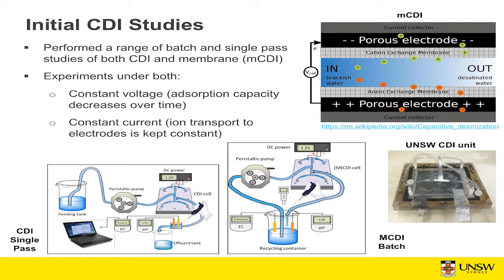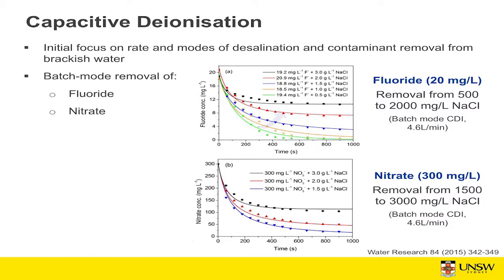Another good thing about CDI is it can be scaled right down, unlike EDR, for example. So off-the-shelf units are quite cost-effective, and that enabled us to do a whole lot of different experiments. I won't go into them. Our primary focus was to look at contaminant removal from waters. We started off initially just looking at fluoride and nitrate, primarily fluoride. That's some data from the first publication that the group did on CDI.